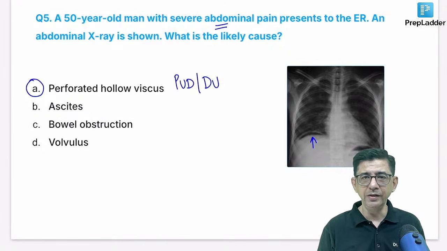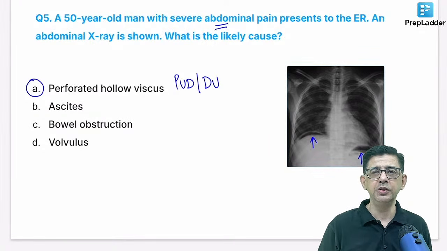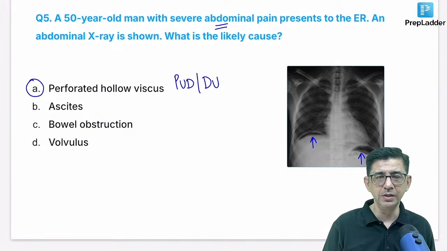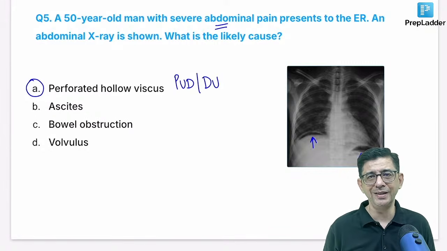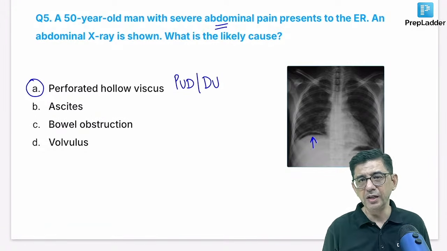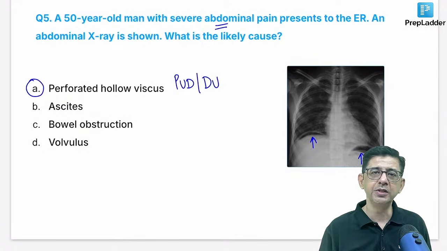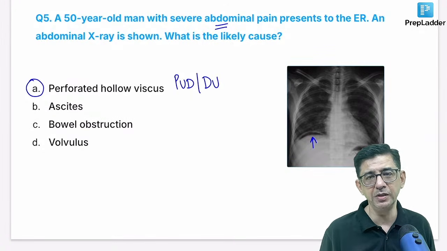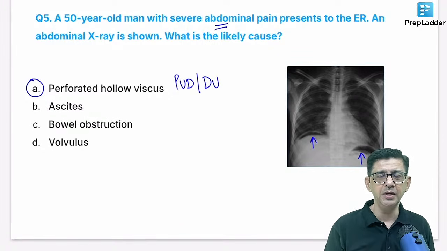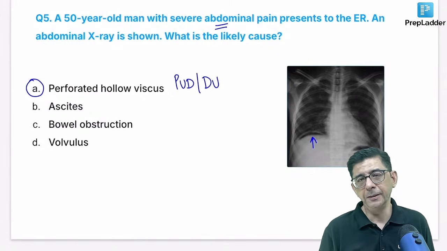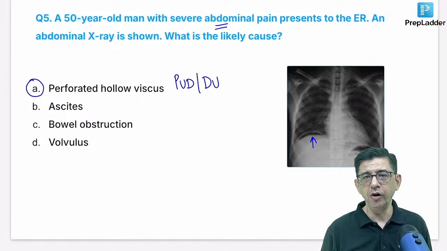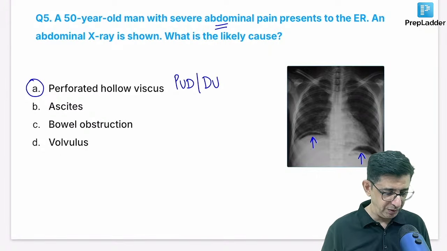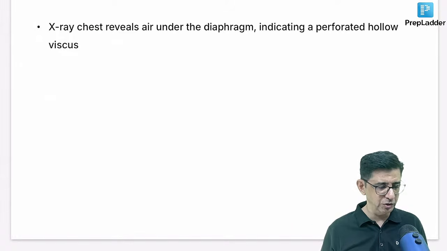If it was ascites, it would have contributed to elevation of the diaphragm, and the X-ray would have been showing the abdominal part as well, with a very hazy shadow present. For bowel obstruction, there would be multiple air fluid levels present, and volvulus, especially sigmoid volvulus, then that characteristic feature of coffee bean appearance can be present as well. The correct answer for this one on the agenda is option number A.